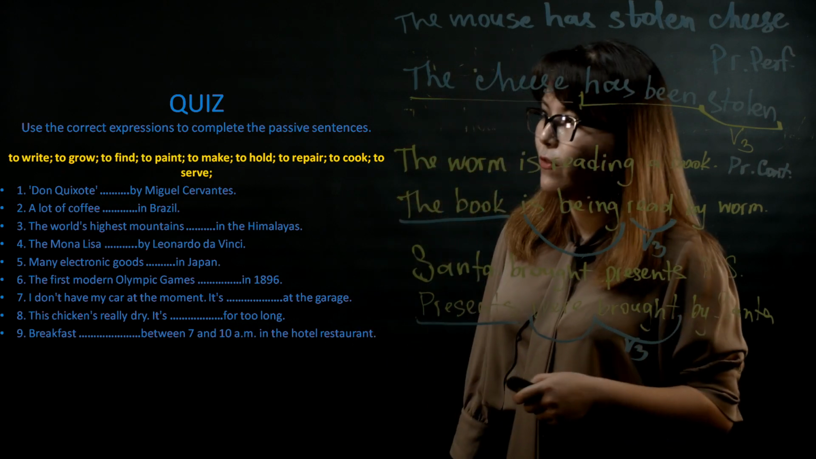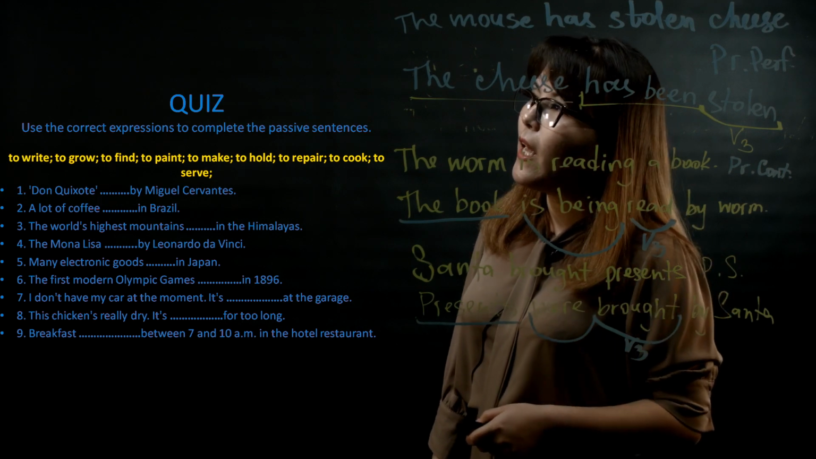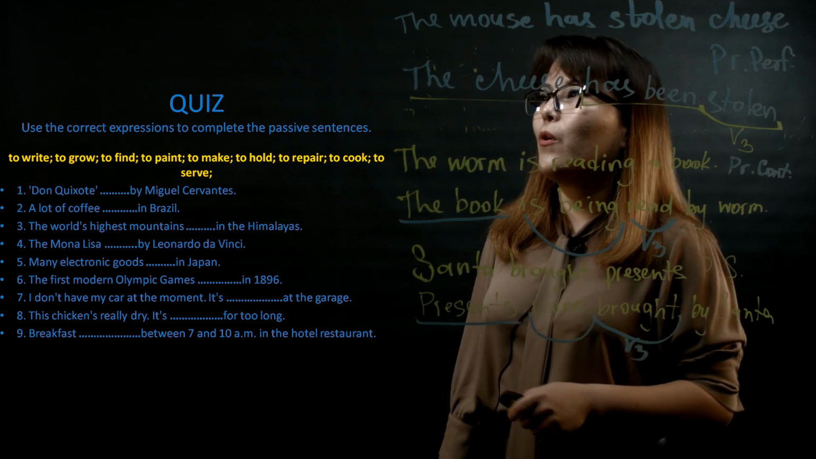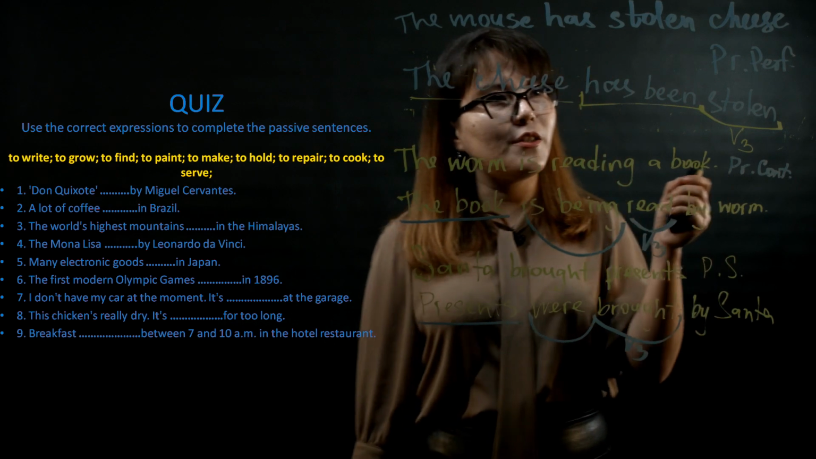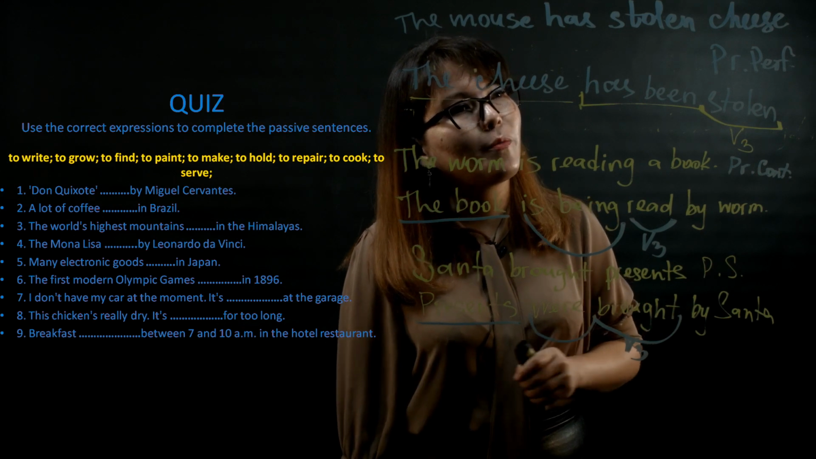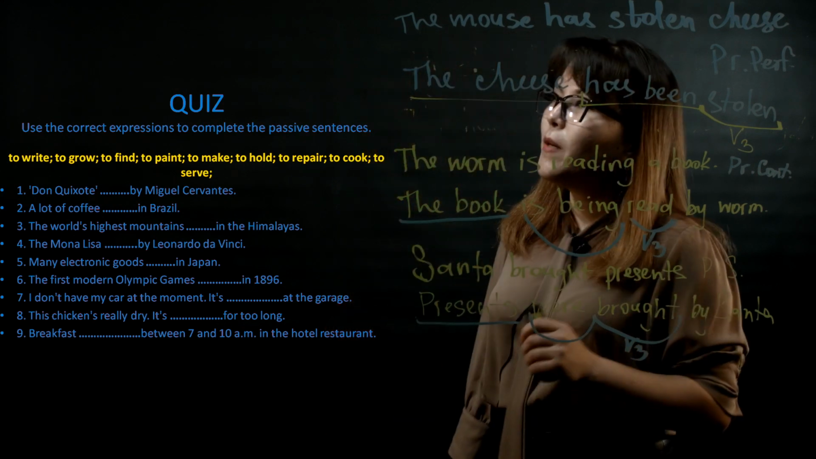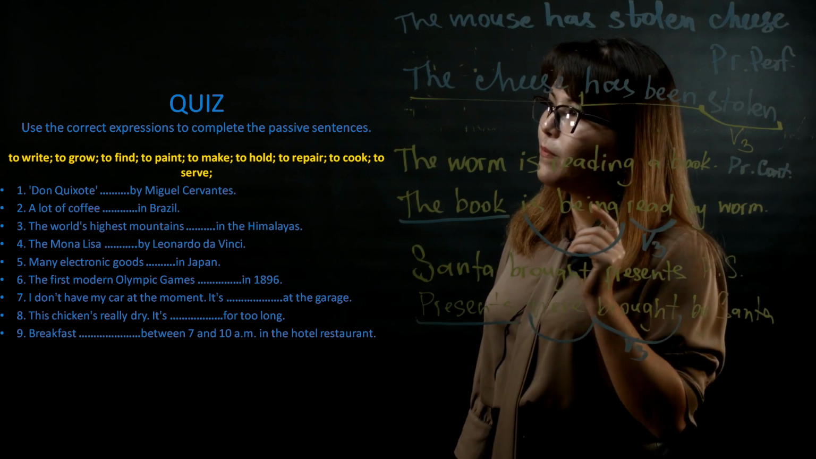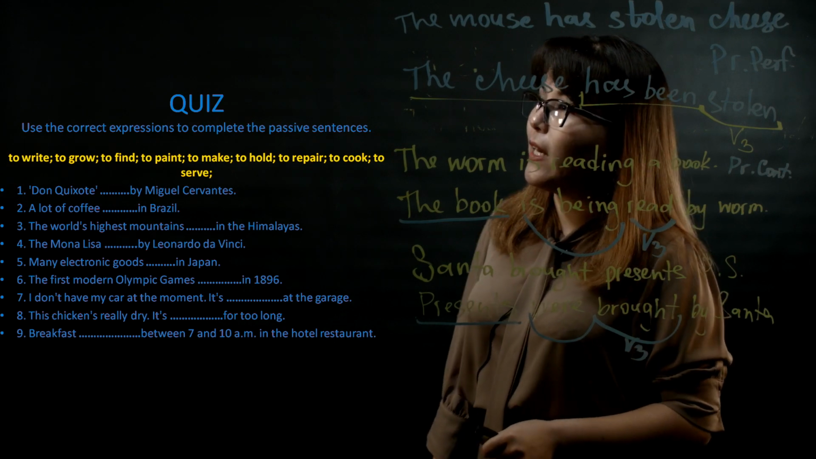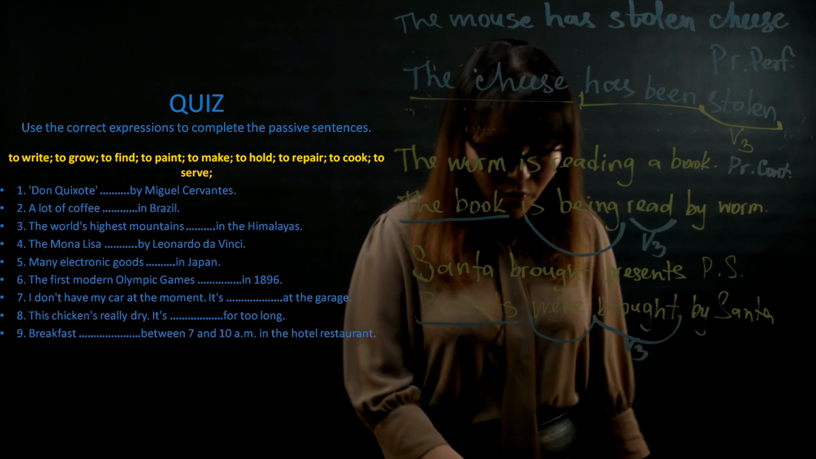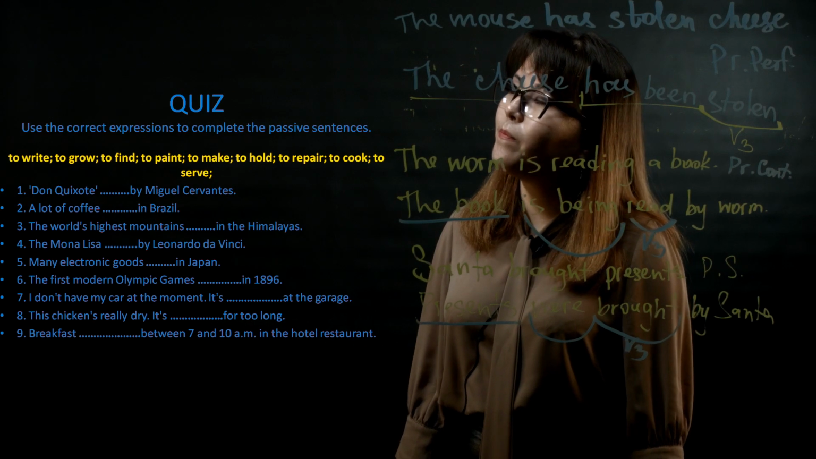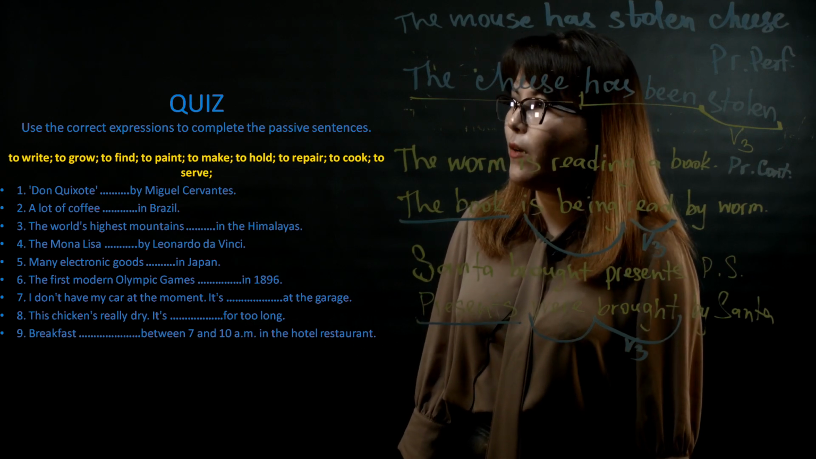Okay, so let's have some quiz. Look, here we have 9 sentences. You should use the correct expressions to complete the passive sentence. So, in the yellow, you may see the verbs. So, to write, to grow, to find, to paint, to make, to hold, repair, cook, and serve. You should pick the appropriate verb and insert it in each sentence and convert it into passive voice. So it is already in passive voice. You should mind the whole structure and do it. Okay, you'll have time.